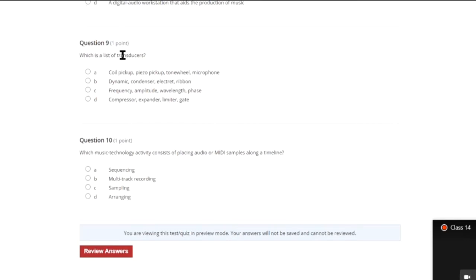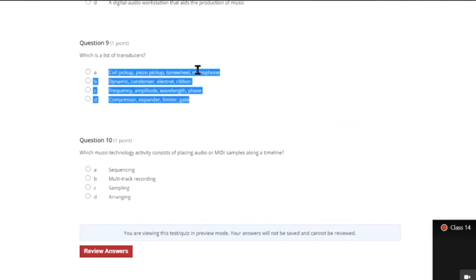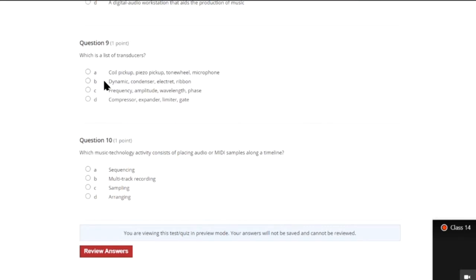Okay, back to this business of transducers. This first lecture really hit on this device because it's so common in the music technology world. Which of the below is a list of transducers? Is it A, coil pickup, piezo pickup, tone wheel, or microphone? Is it B, dynamic, condenser, electret, ribbon? Is it frequency, amplitude, wavelength, phase? Or is it compressor, expander, limiter, and gate? One of those is transducers.